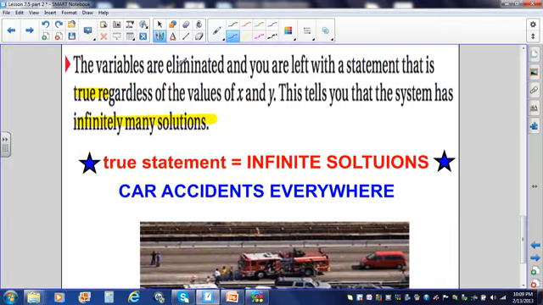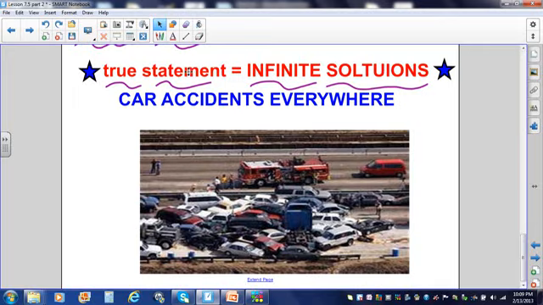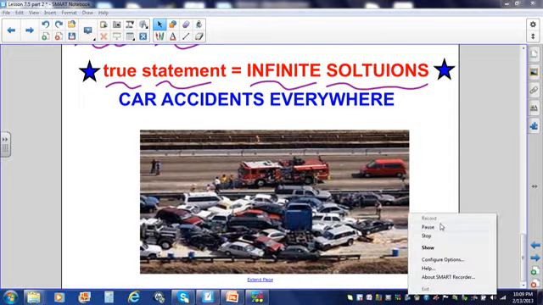Anytime we have a true statement, we have infinite solutions. So please write on your paper that a true statement is going to give you infinite solutions. What do you mean by that, Mr. Phillips? Well, a true statement is infinite solutions. There are car accidents everywhere. They just go on forever.